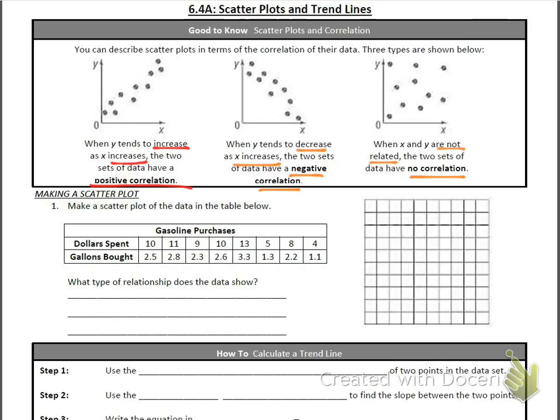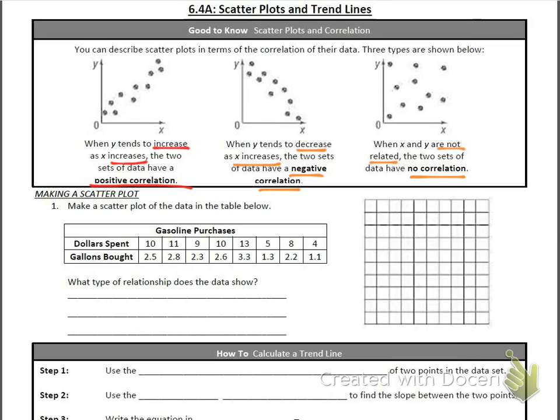Or we could say your height and the number of pens in your backpack. Do those have anything to do with the other one? How tall you are and how many pens you own? No. But you can make a scatter plot of that data. I could poll every single one of you, ask you how many pens you have in your backpack and how tall you are, and we could make a scatter plot of that data. It would be all over the place because your height has nothing to do with how many pens you own. Does that make sense? So that would be no correlation.